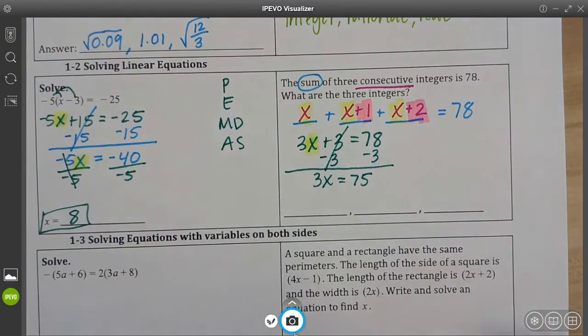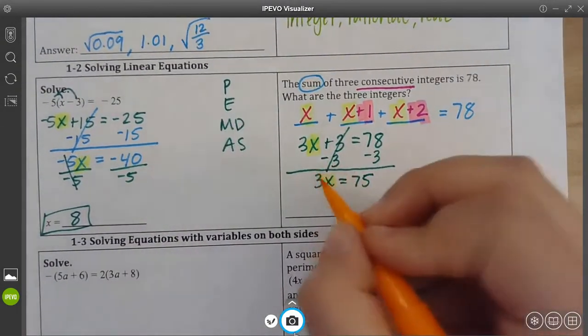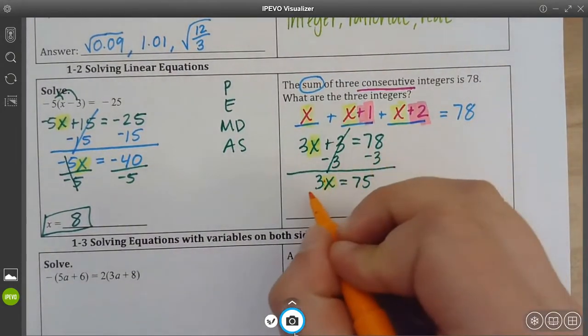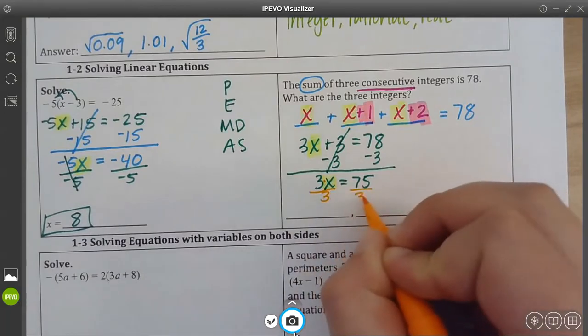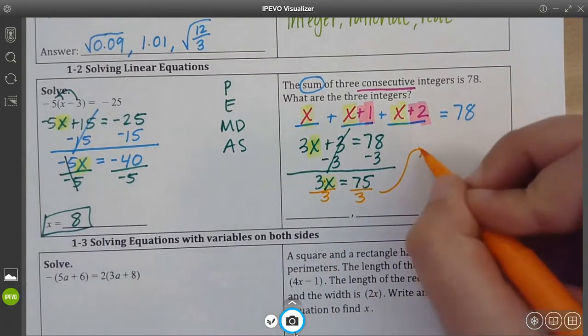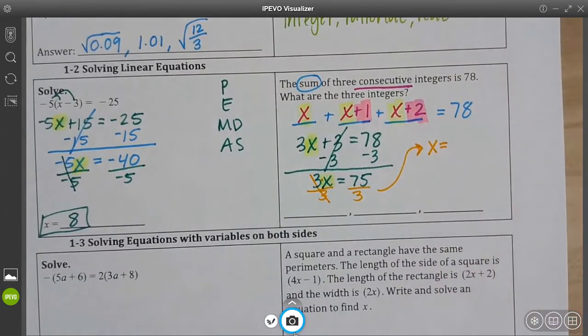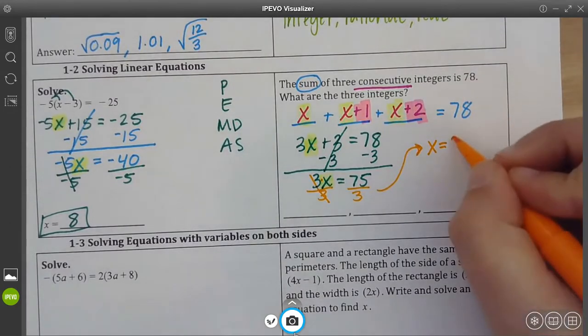And I'm still trying to get x all by itself. It has a 3 out in front of it right now. They're being multiplied together. What's the opposite of multiplying by 3? Well, dividing by 3. And when I do that, my 3's cancel each other out. I'm left with x equals 75 divided by 3, which is 25.